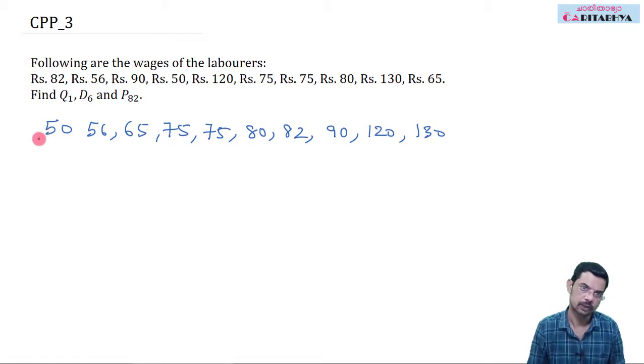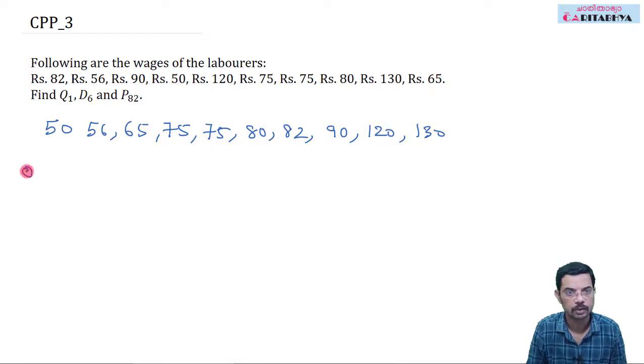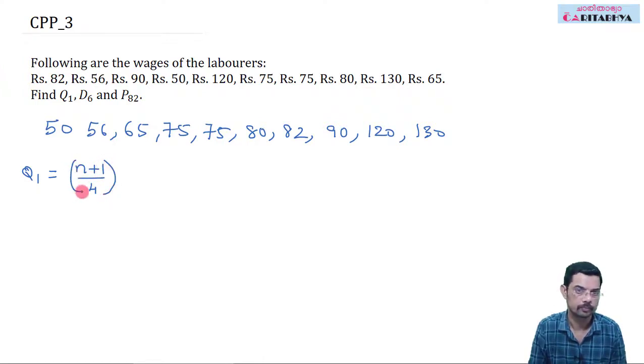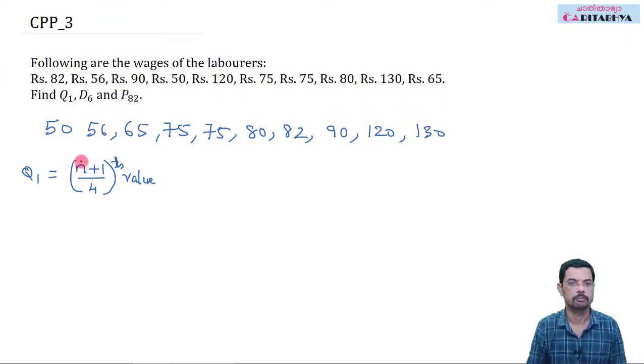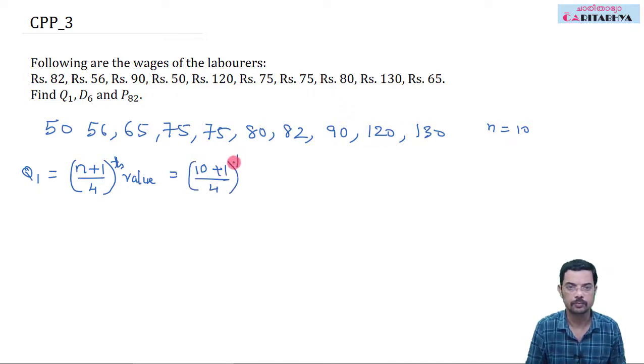Now to find the first quartile, this is ungrouped data, right? For ungrouped data, we find the first quartile, Q1. Q1 will be given by the (n plus 1) divided by 4th value. So what is n? N is equal to 10 here. So (n plus 1) by 4th value: 10 plus 1 is 11, 11 by 4.